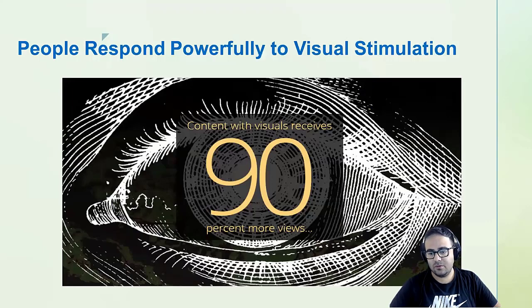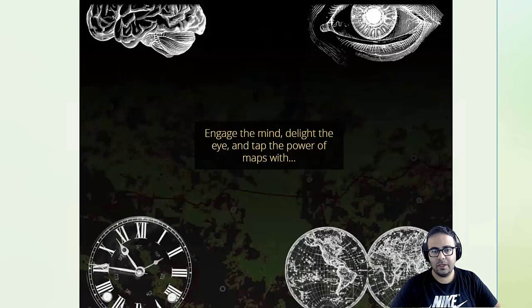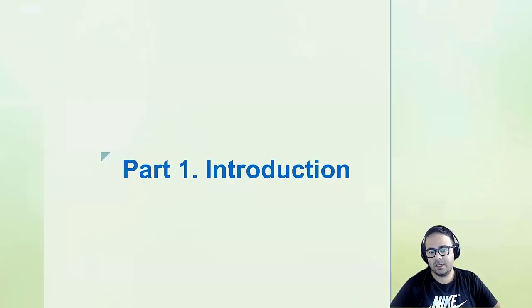Content with visuals receives 90% more views than regular content, so people respond powerfully to visual stimulation. Maps are well adopted by humans and universally appealing because they provide a lot of information and, at the same time, carry some form of story. So engage the mind, delight the eye, and tap the power of maps with story maps. That's basically what we are going to do.